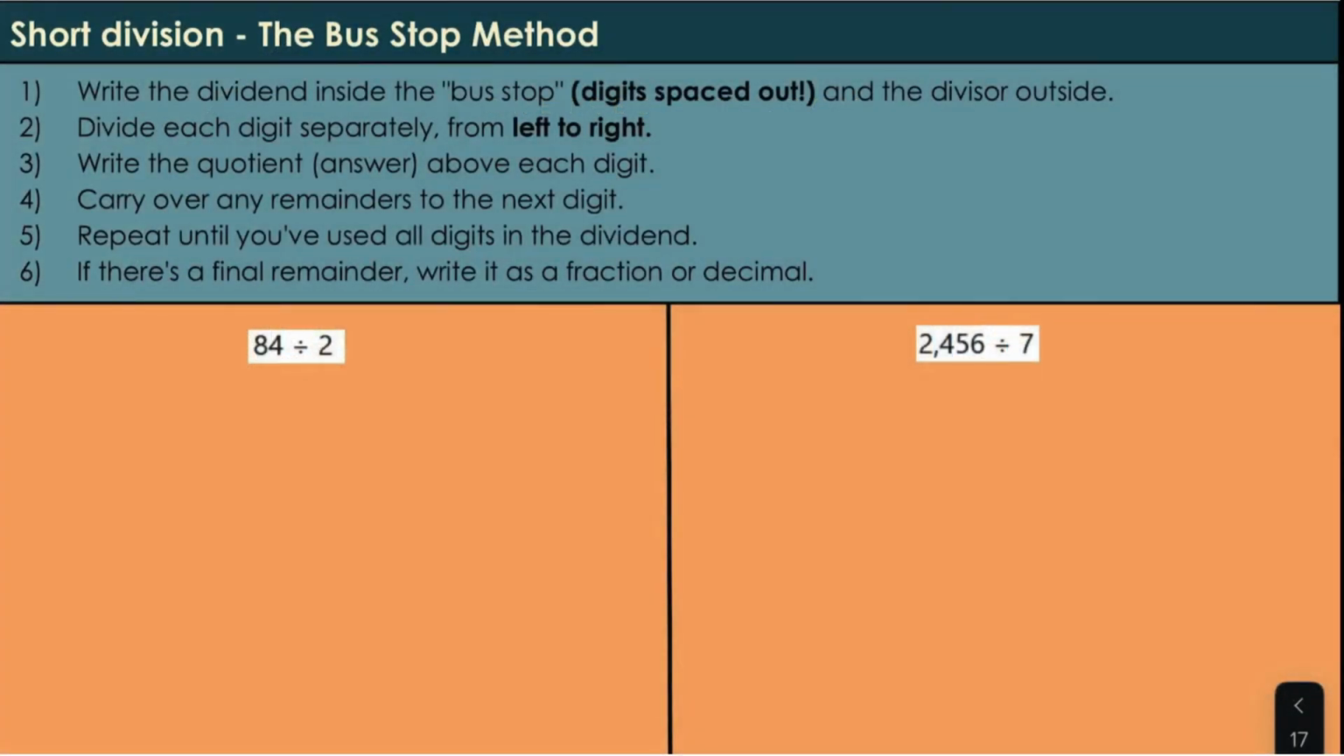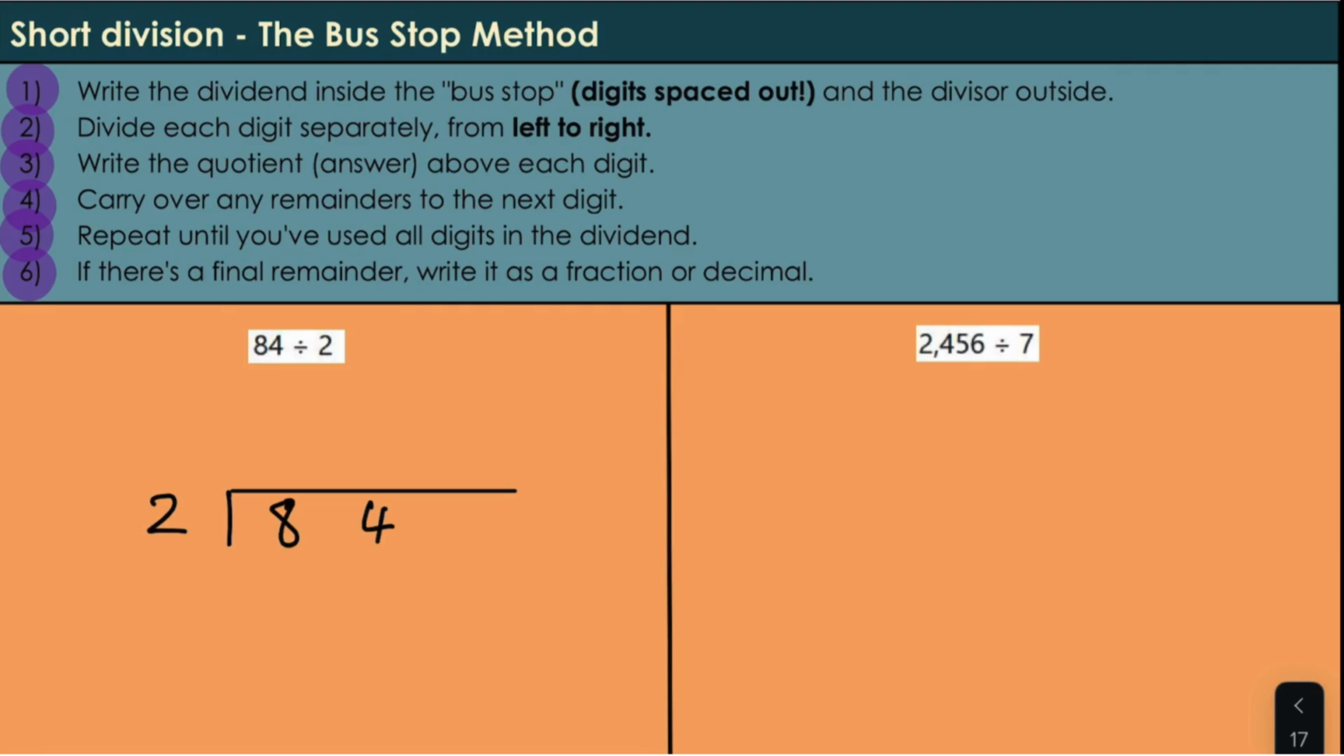Today we learn short division, the bus stop method. We will follow these 6 steps. Step 1, dividend on the inside, spaced out, divisor on the outside. Step 2, divide the digits.